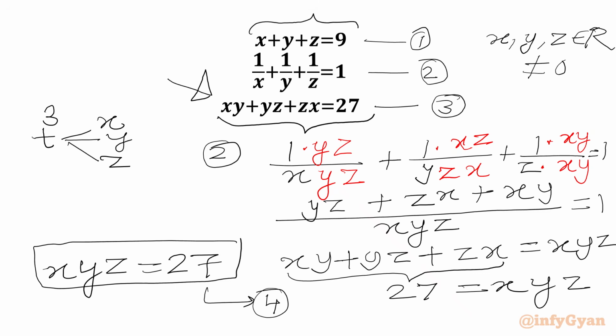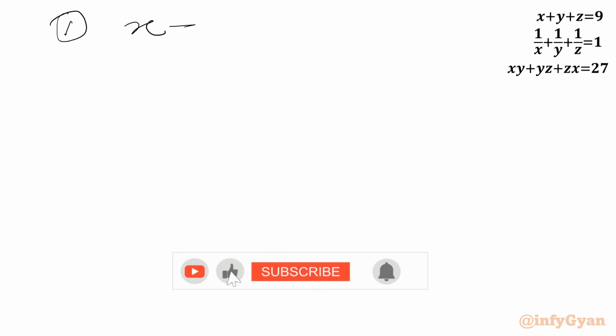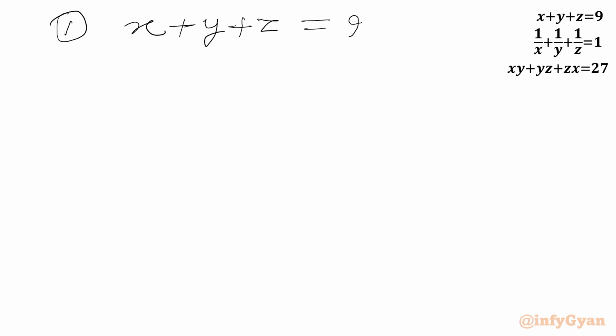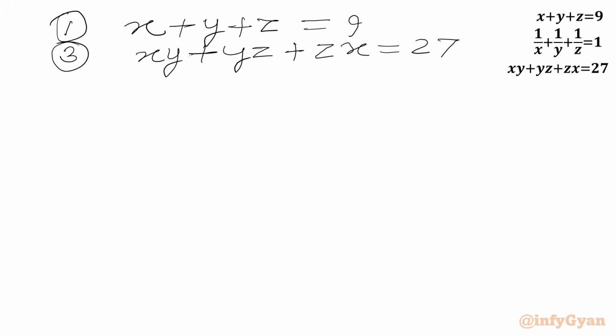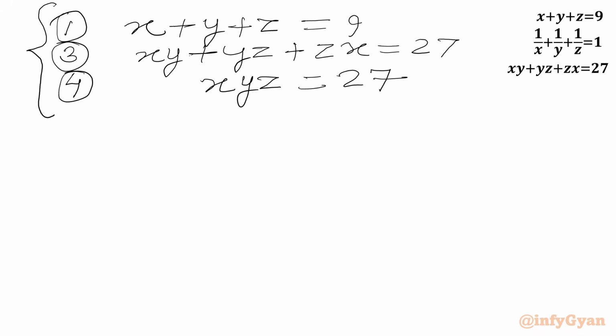Now we are going to use 3 equations out of 4. Equation number 1, sum of roots: x plus y plus z equal to 9. Second equation would be our third equation here, xy plus yz plus zx equal to 27. And the third equation which we will use here is our equation 4, the product of roots, xyz equal to 27. Now we have the sum of roots, sum of roots taken 2 at a time, and the product of roots available.